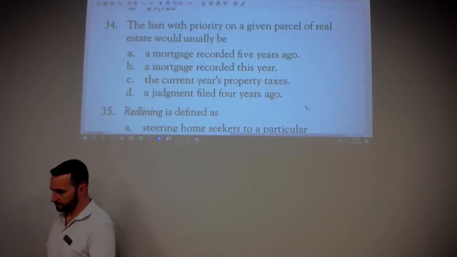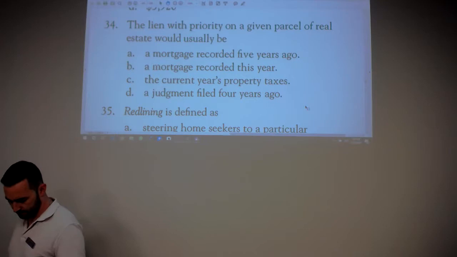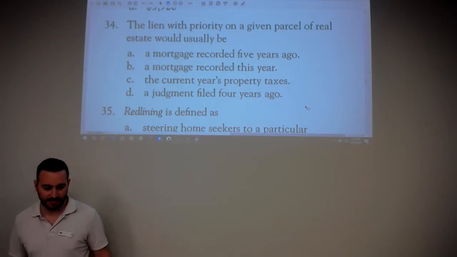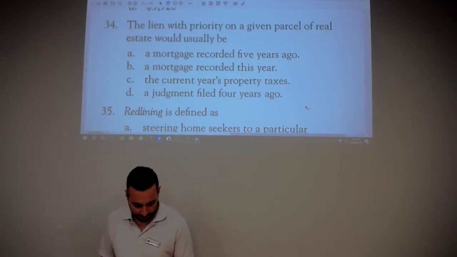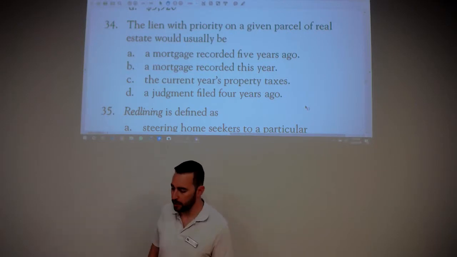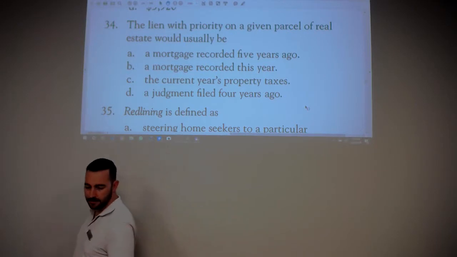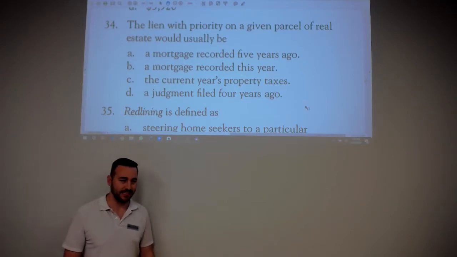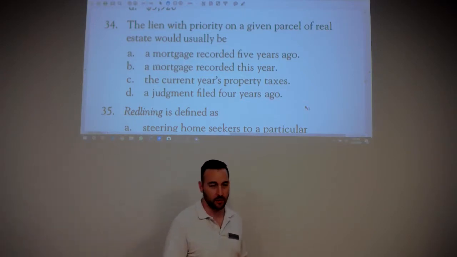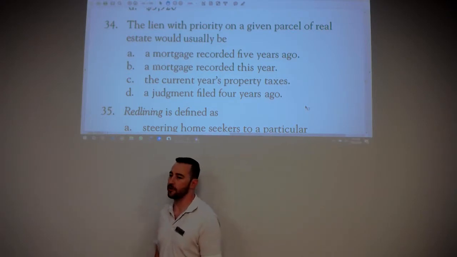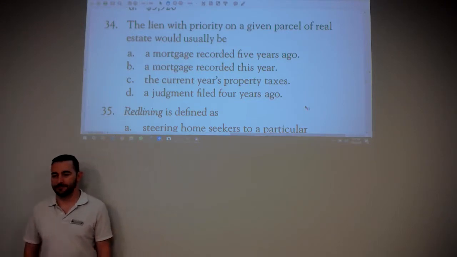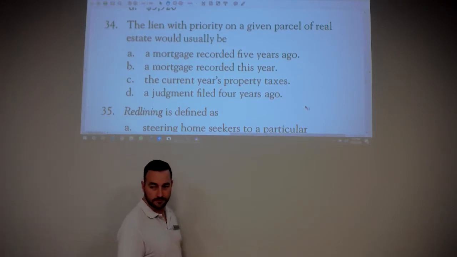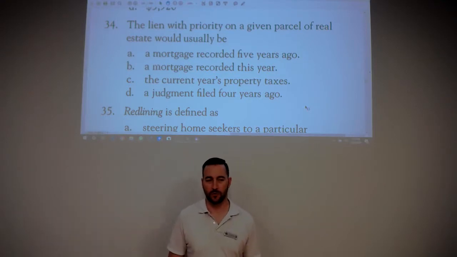34. It says the lien with priority on the given parcel of real estate would usually be A, a mortgage recorded 5 years ago, B, a mortgage recorded this year, C, the current tax year's property taxes, or D, a judgment filed 4 years ago. Who says A? Who says B? C? What about D?